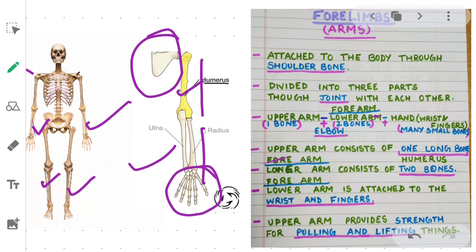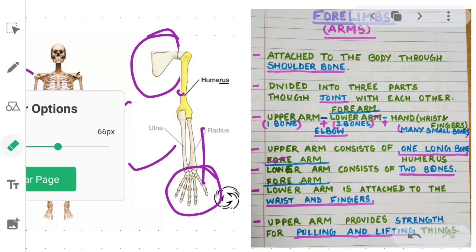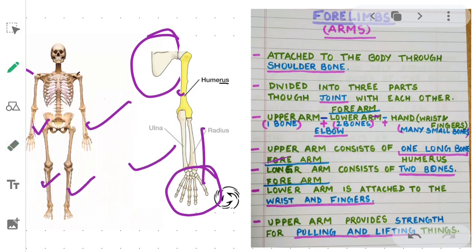The upper arm is made up of one long bone. The yellow color you can see, this is the upper arm, and it is one long bone, and this one long bone is called humerus. What is it called? Humerus. This one long bone is called humerus.